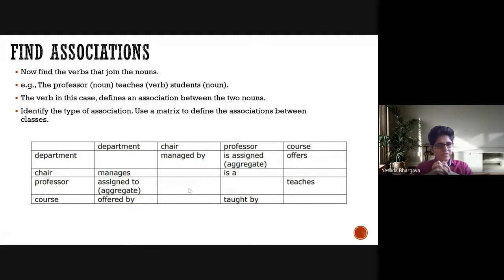So Prasad, you mentioned that chair is supervising a professor. Remember that there's an inheritance relationship between chair and professor. So when we say chair is a professor, the professor is someone who is sort of a parent of chair. So there may not be some association between them. You really don't know what verb to assign to this relationship, because it's not an association. It's a completely different thing.